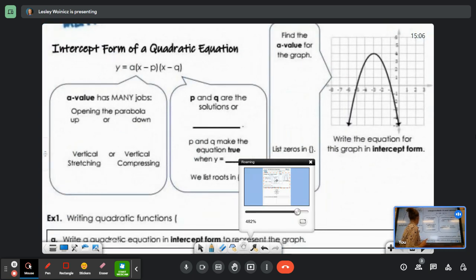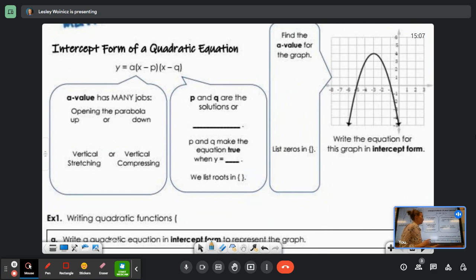So if you remember, or even if you don't, I'll remind you, this is what intercept form of a quadratic looks like. If you look at the x's, when I do x times x, I get x squared. So it's definitely quadratic. You just can't see the power of 2. You know what I mean? Okay. So it has our regular a value, the same a value that we have in vertex and standard form.